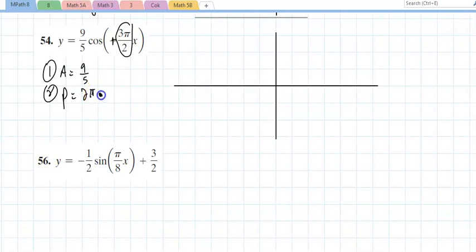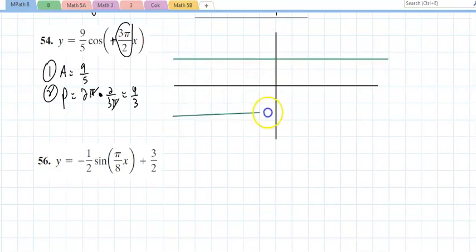Instead of dividing, I'm going to multiply by the reciprocal. So that is 4/3. And that's all there is. So this graph has no shift. I'm going to move 9/5 up and 9/5 down. So this is y equal 9/5. And this is y equals negative 9/5.